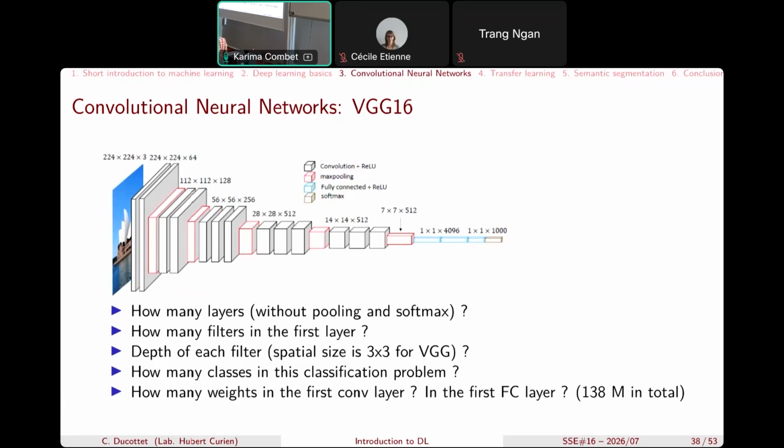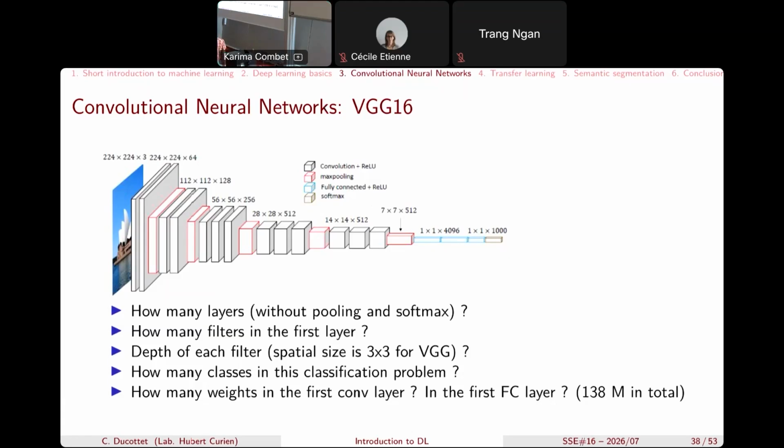From here to here, there is one filtering operation with 64 filters, which are 3-dimensional filters. Then from this one to this one, we have another 64 filters, but these 64 filters are volumic filters of size 3 by 3 by 64. So this is done 2 times.